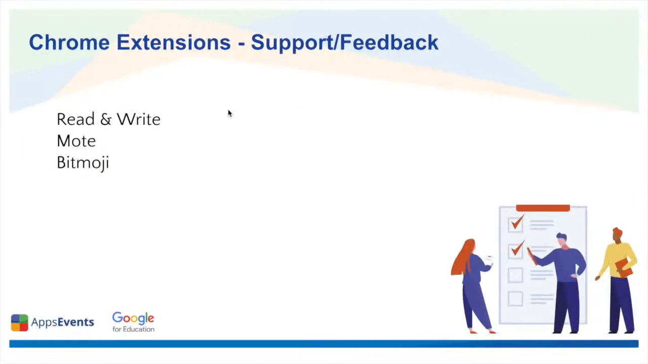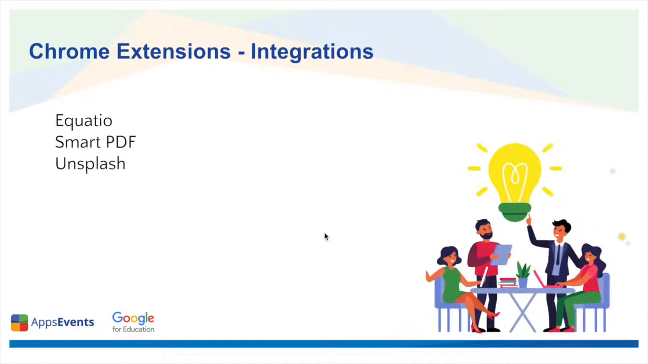So if I go back here, we've looked at Read and Write that supports reading and writing, and then Mote and Bitmoji, an audio and a graphic way to potentially offer feedback. Before we end, I'd like to show you some extensions that actually integrate into other Google G Suite tools. So the first one is Equatio.